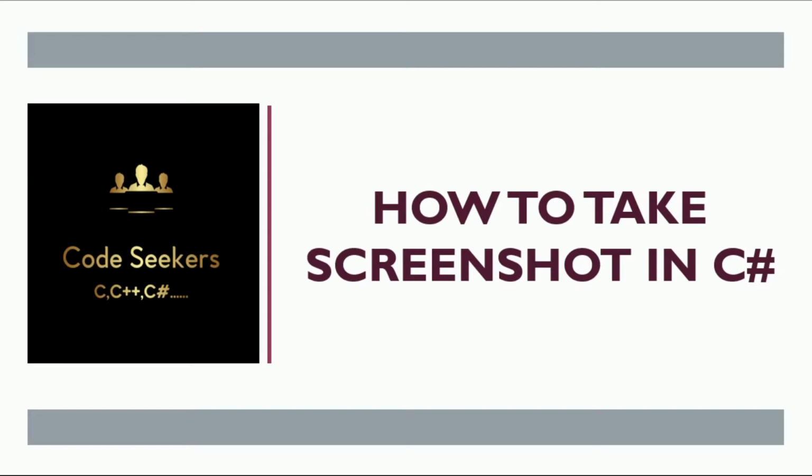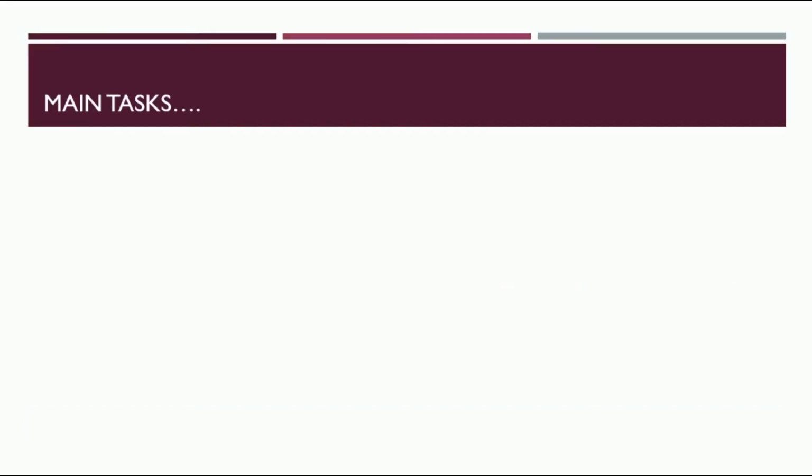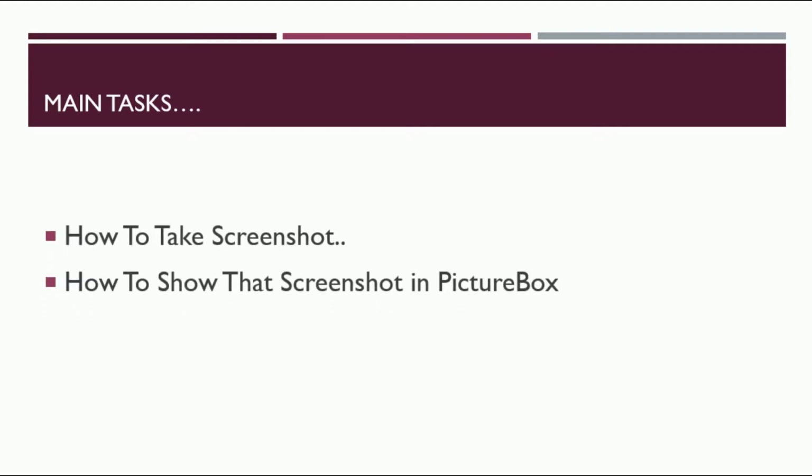So let's start. We will perform three main tasks. Task number 1 is how to take a screenshot. Task number 2 is how to show that screenshot in the picture box, and task number 3 is how to save that screenshot. So let's start the coding.